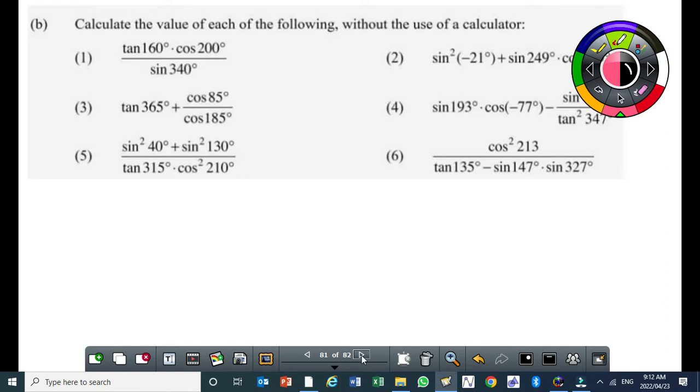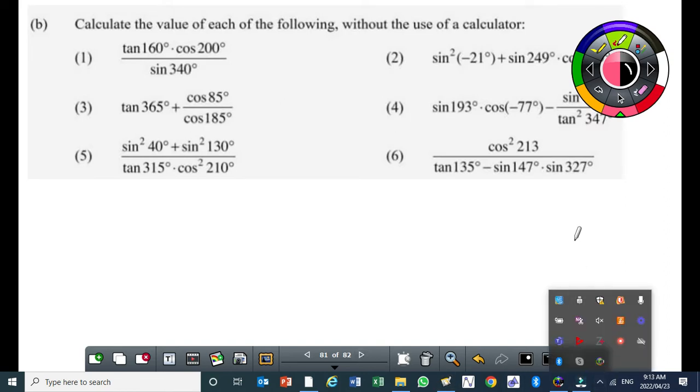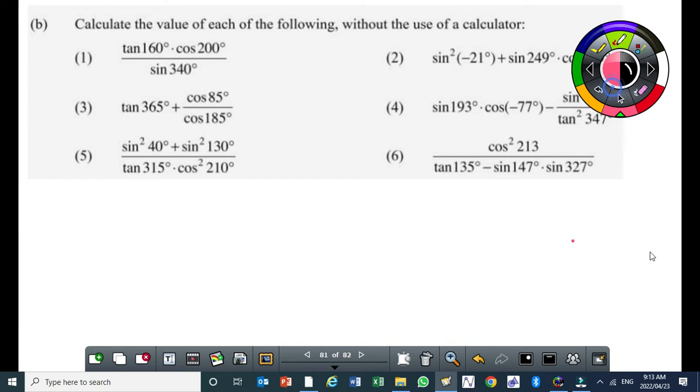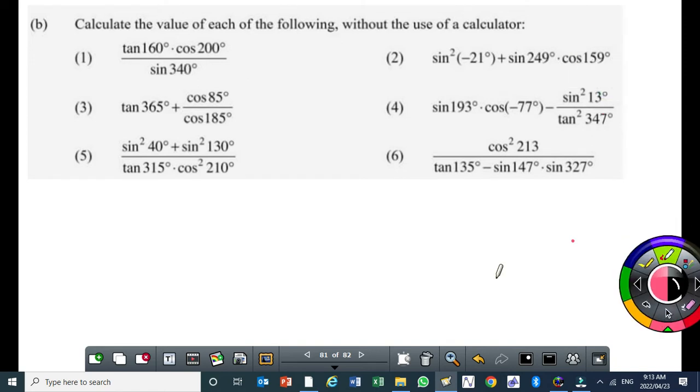Okay. Now this is a combination of everything, as I say. This exercise has an instruction: calculate the value of each of the following without the use of a calculator. Which means you mustn't think about using a calculator. Everything must be shown. So I'm just going to give you a question, and you can try to do number 2 and number 6.